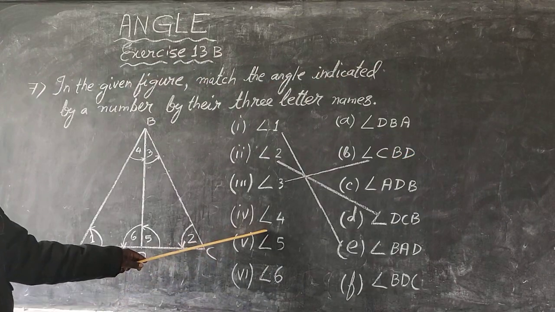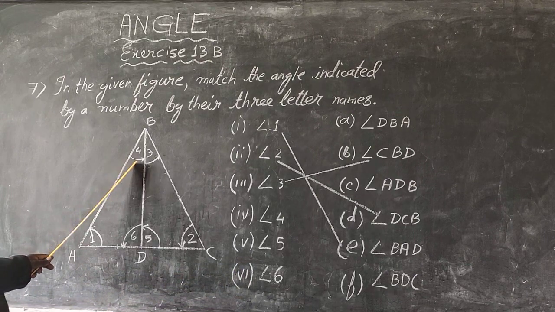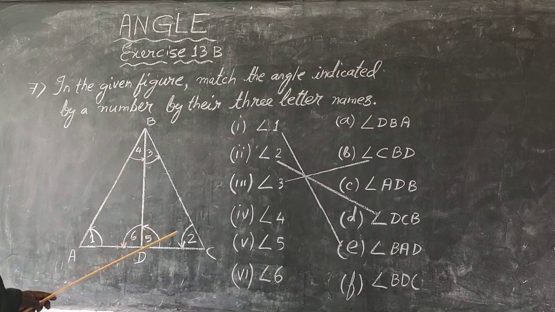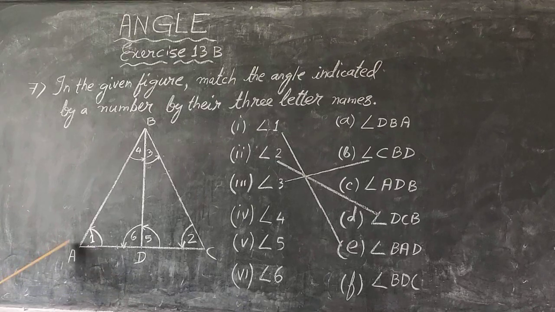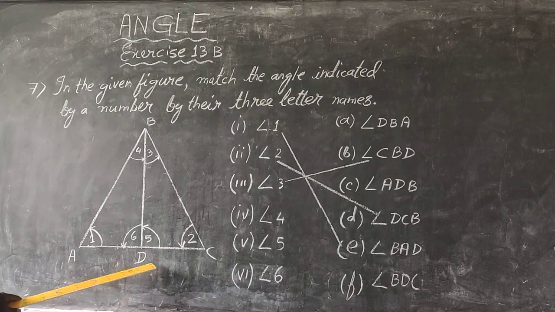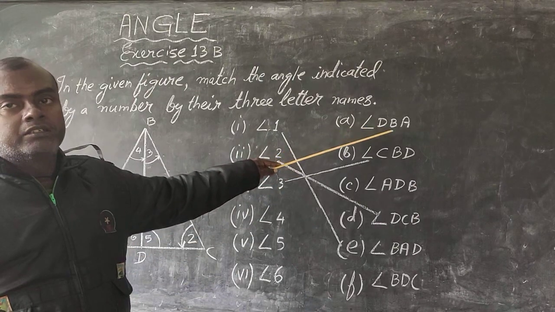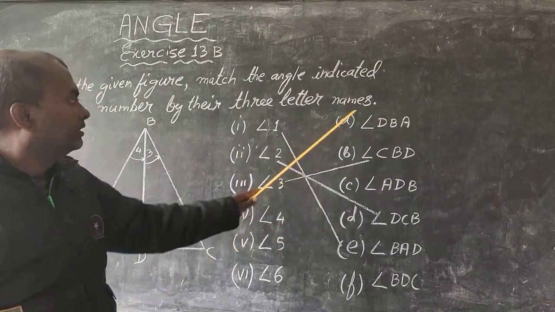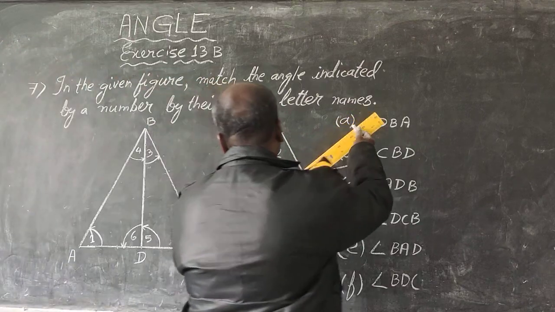Next is angle 4. Let us see where is angle 4. Here, this is angle 4. The 3-letter name is angle ABD or DBA. DBA can be seen. So angle 4 matches with angle DBA.